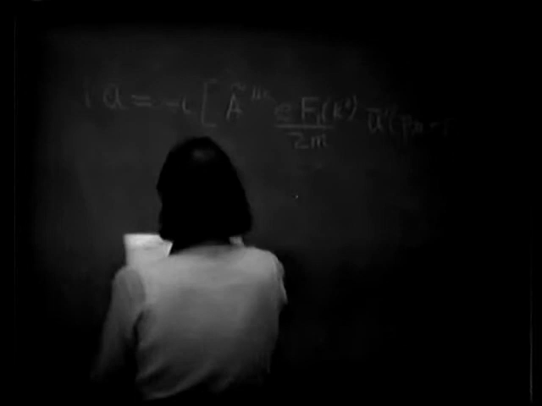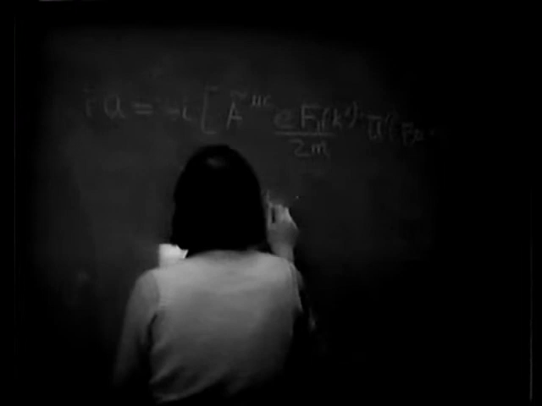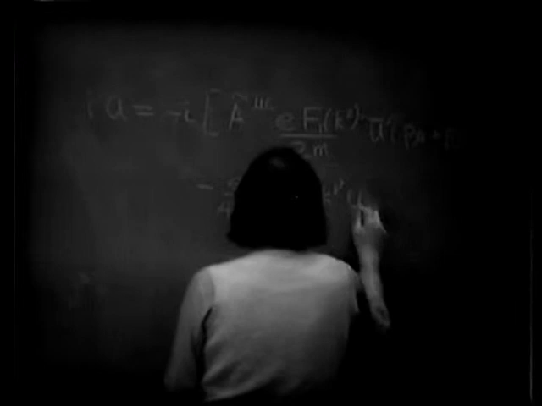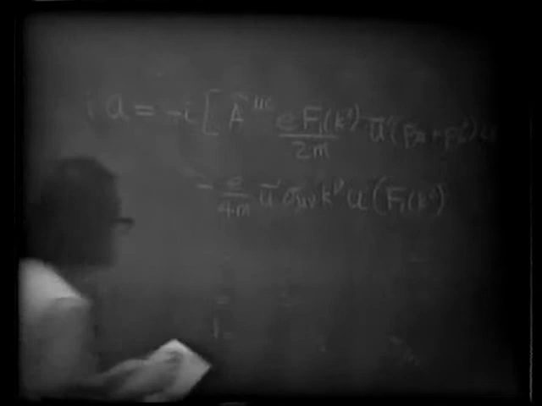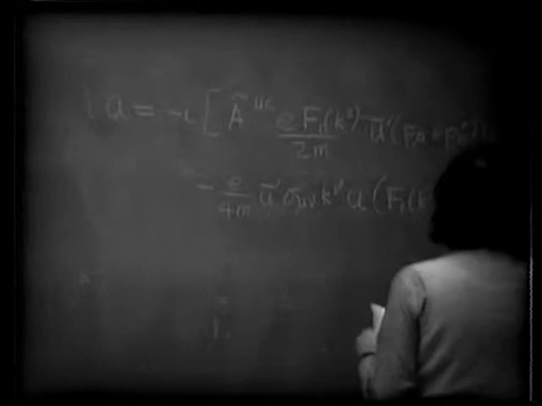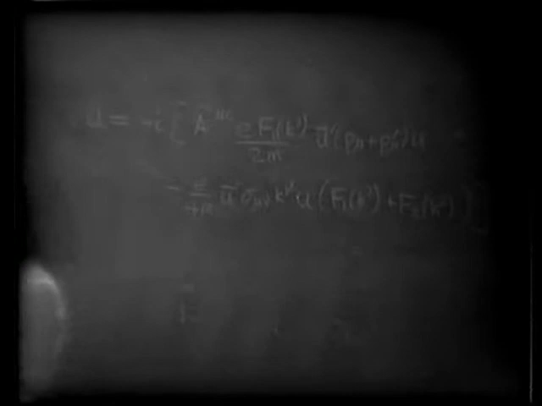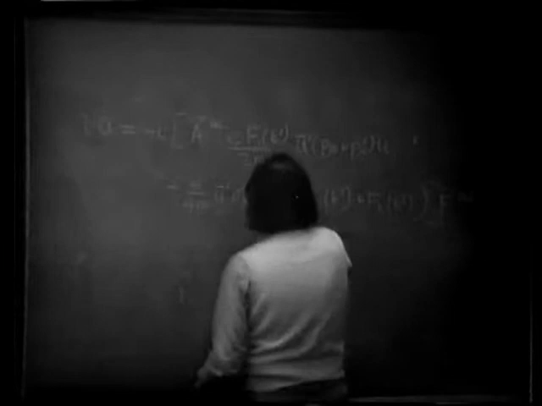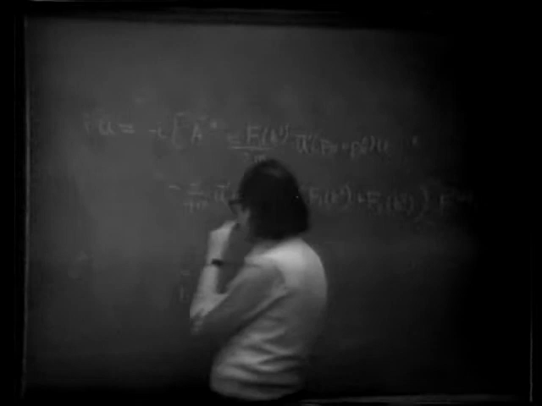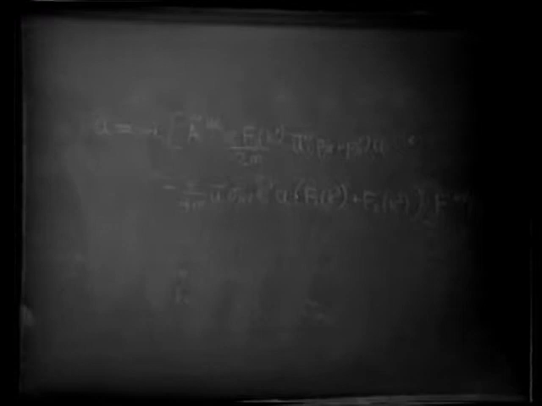minus E over 4m u bar prime sigma mu nu k nu u times the quantity F1 of k squared from applying this decomposition to the first term plus F2 of k squared, which was always there altogether. Now, F mu nu, sorry, F mu nu twiddle classical, forgive me. There, that's the right formula. Now, I'm sorry, I wrote it slovenly, and now I pay the penalty because nobody understands what I wrote.